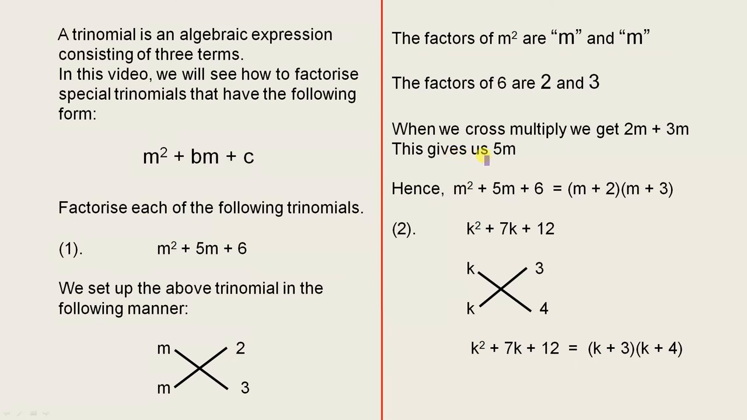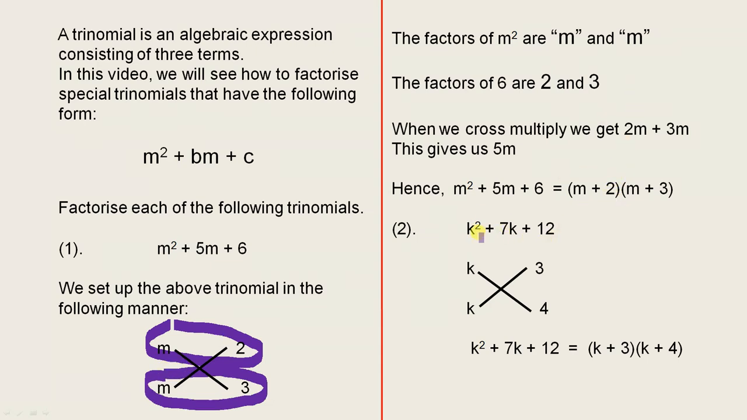This gives us 5m. Hence, m squared plus 5m plus 6 equals m plus 2 times m plus 3. So the factorisation goes this way. It goes crossways. m plus 2 multiplied by m plus 3. That's how we get the answer.